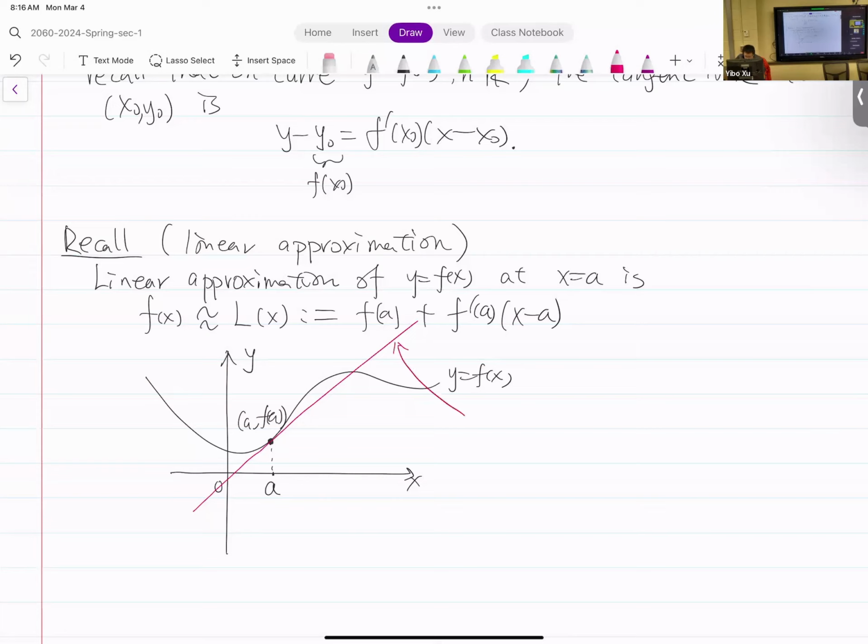So this is y minus f of a equals f prime of a times x minus a. Okay, so this is the point slope form, but if you want to write it in the linear approximation form, this is exactly adding f of a to both sides. So f of a plus f prime of a times x minus a. Tangent line.